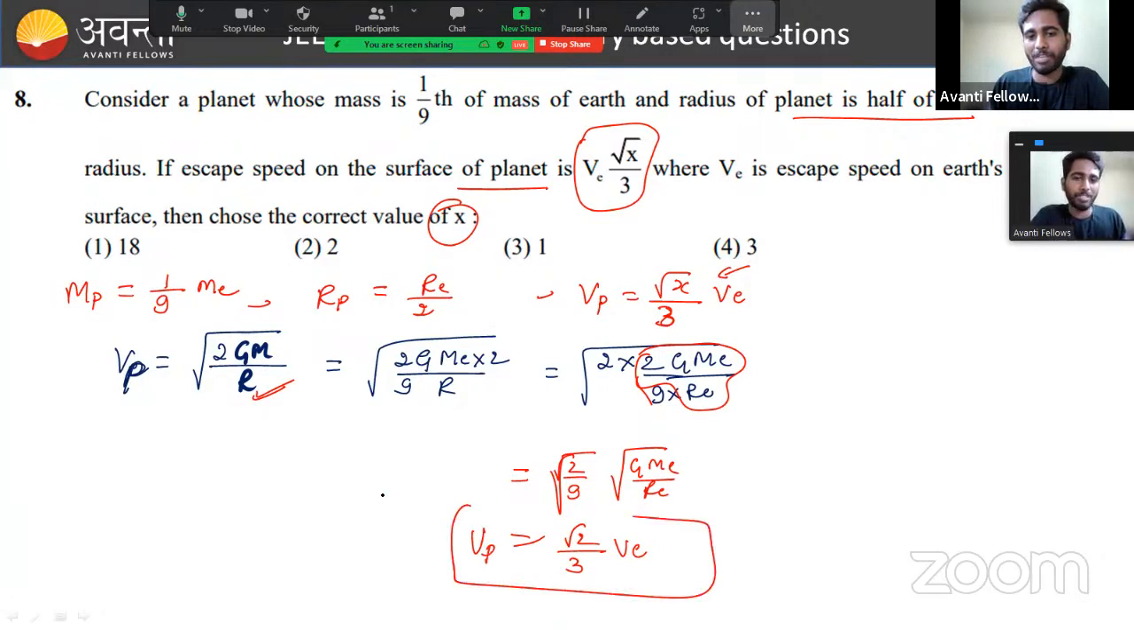The escape velocity of the planet is obtained to be root 2 by 3 times the escape velocity of Earth. So the value of x is obtained to be 2.